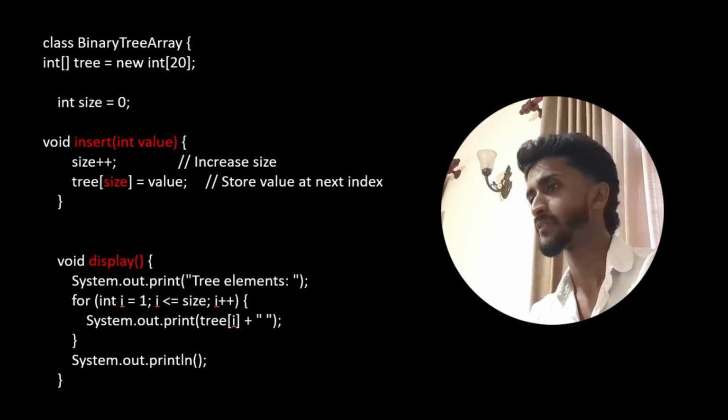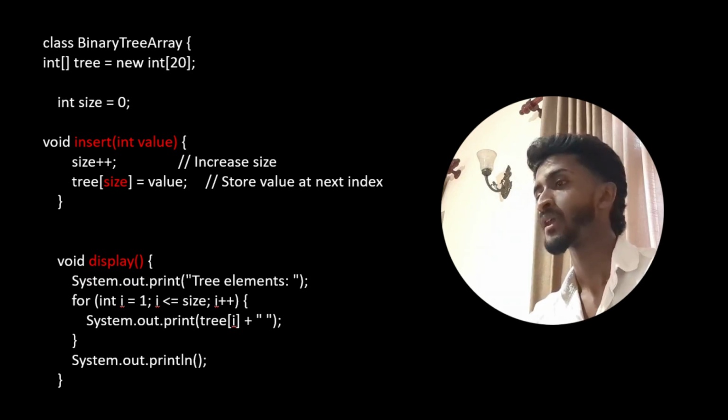Now, let me explain the code which is written in Java. Here, I have created an integer array called tree. This array is used to store the binary tree. I have also created a variable called size. This variable keeps track of how many nodes are in the tree.